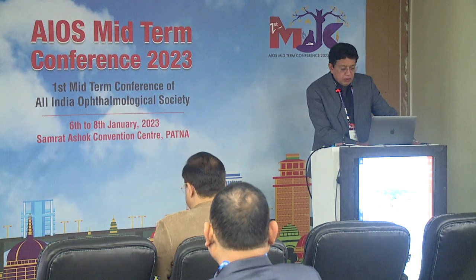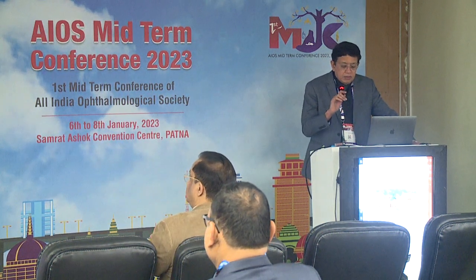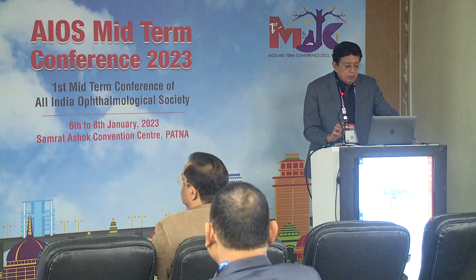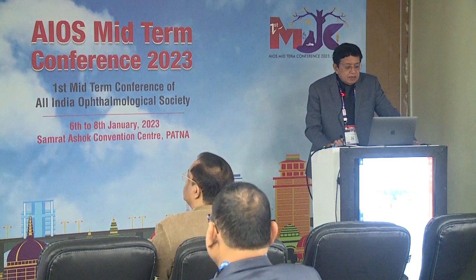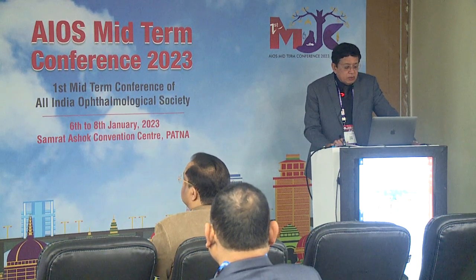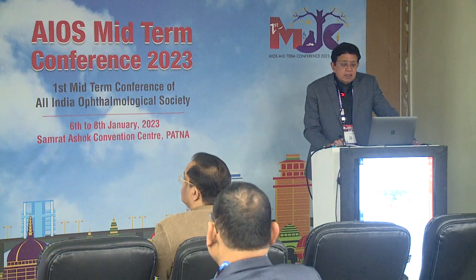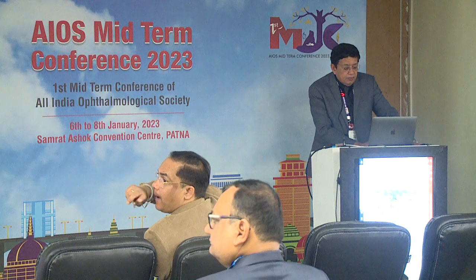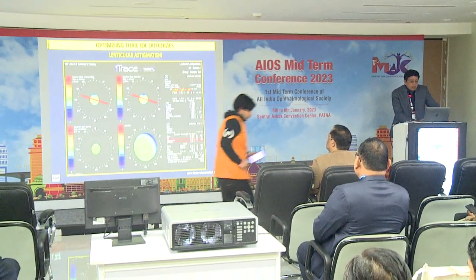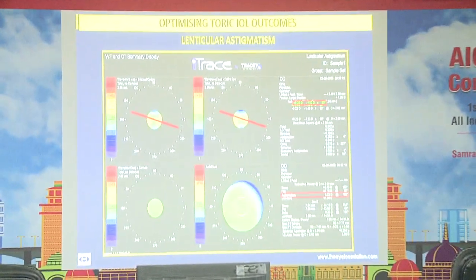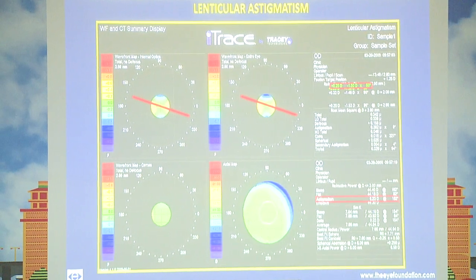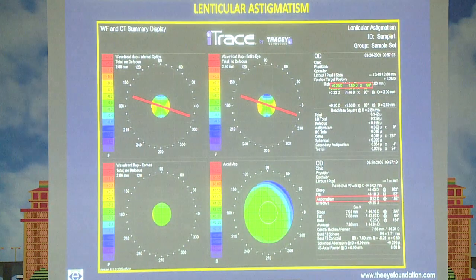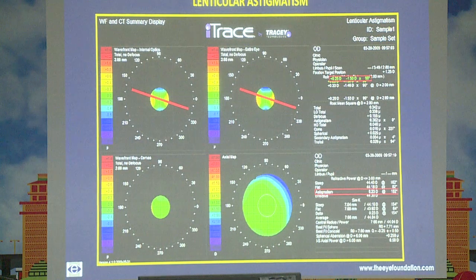I am going to be talking on optimizing toric IOL outcomes, just a few tips which are relevant. One of the basic things is do not give any weightage to the refractive astigmatism, simply because lenticular astigmatism might completely give you a false impression about the astigmatism that you need to deal with. You don't really need an eye tracker to go ahead and implant toric intraocular lenses, but just to drive home the point that I made just now, here is a case where you see that there is a significant amount.